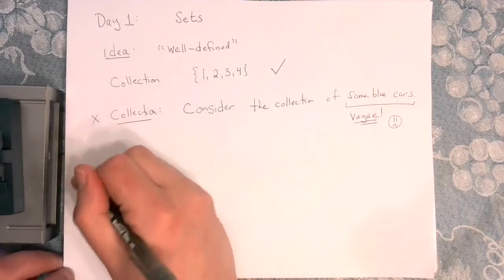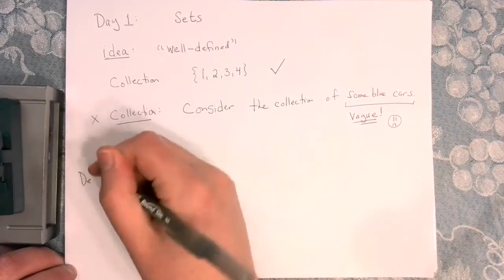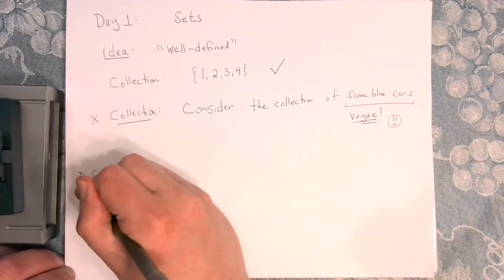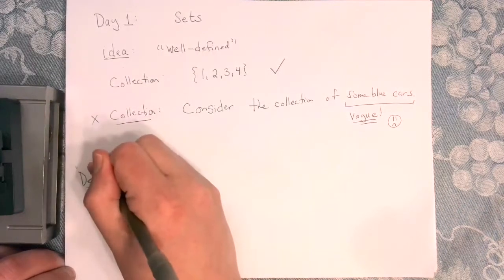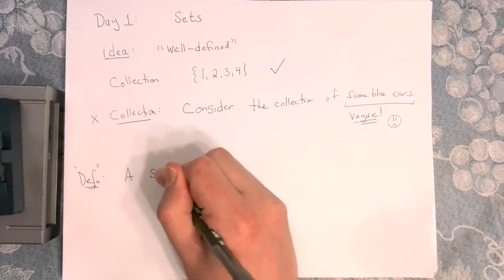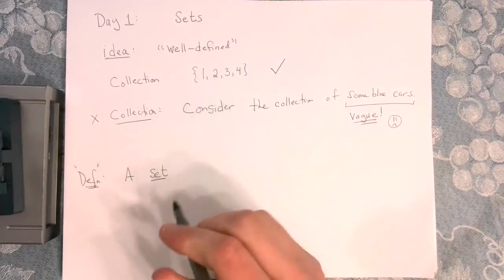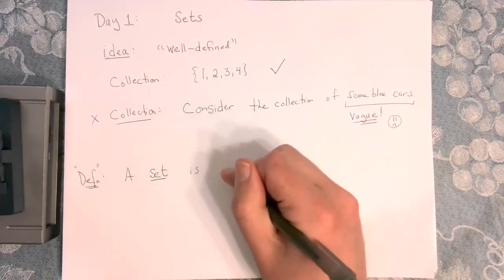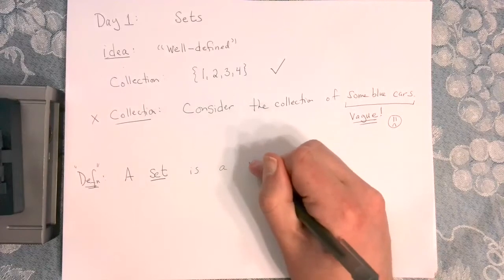And so definition, I'm hesitant to call this a definition. If you study more math, you'll talk about why, but I'll call this a sort of definition. So a set, that's what we want to define. A set is a well-defined collection of objects.